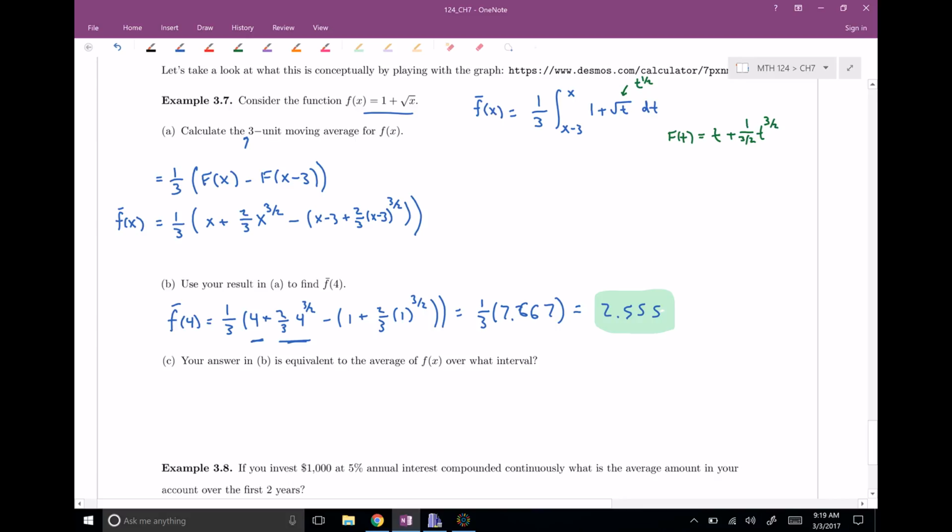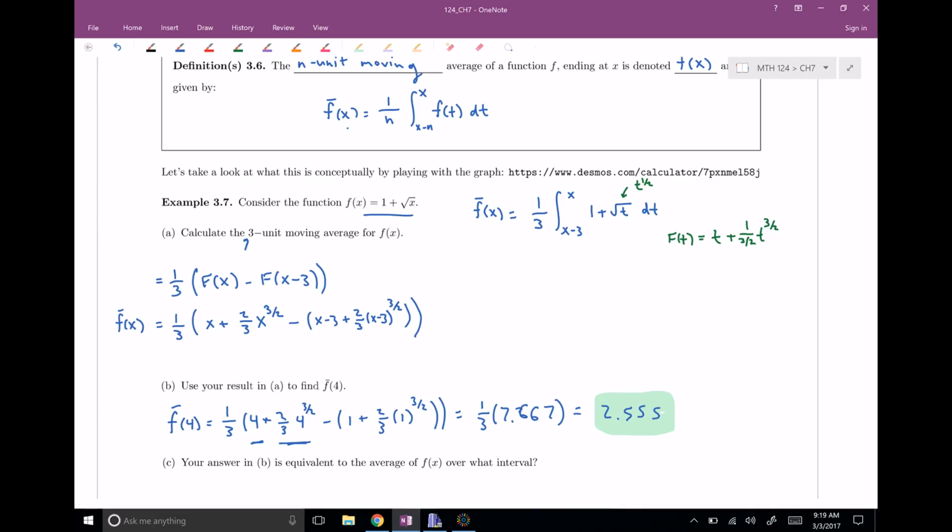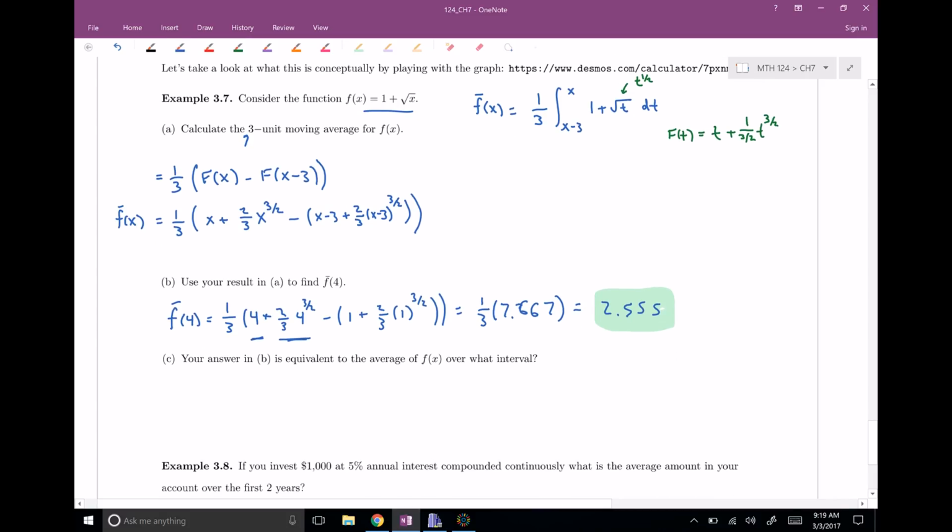Let's go ahead and look at our answer in B and figure out what this is equivalent to. What average of f of x on what interval, right? So our function is going to stay the same. It's going to be this 1 plus root x. If I'm plugging in 4 and I'm using a 3-unit moving average, then this would have been the integral from 4 minus 3 to 4.